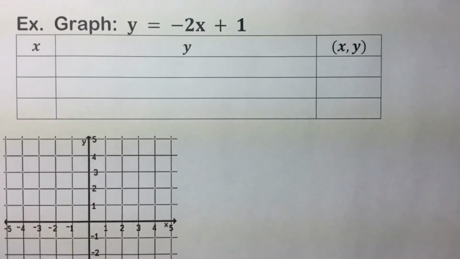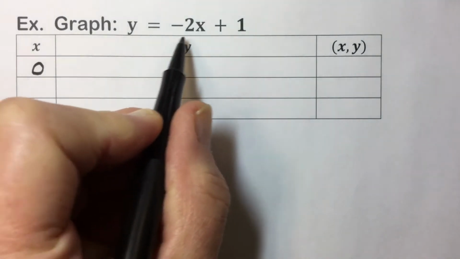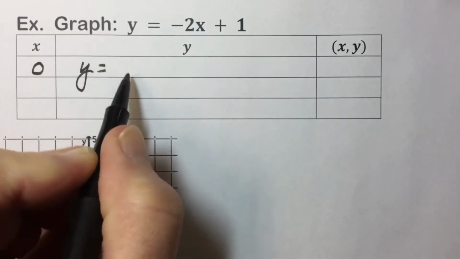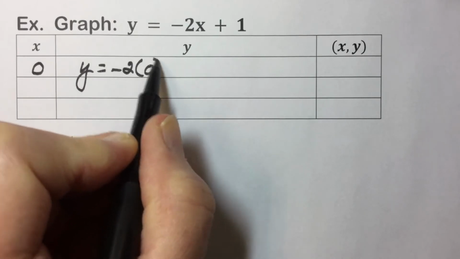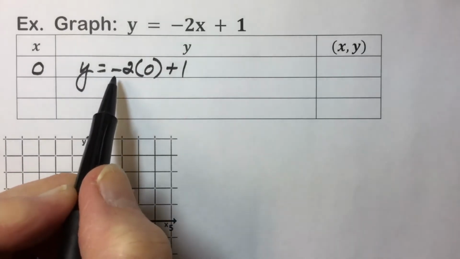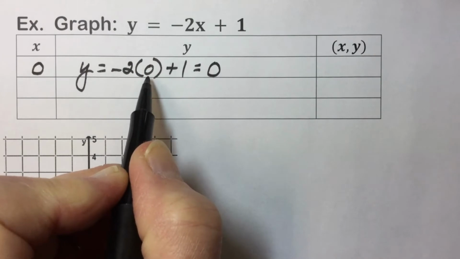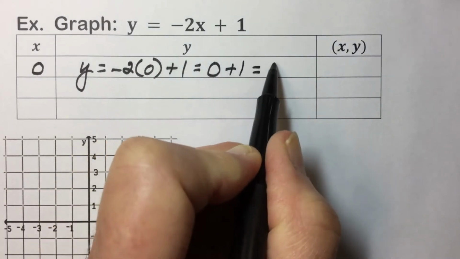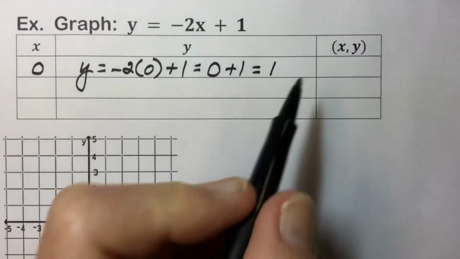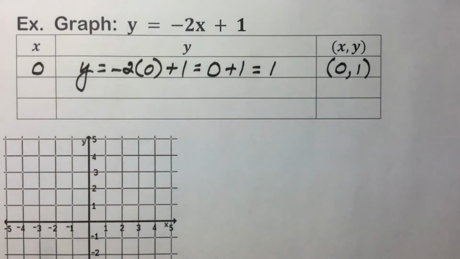Here we have the equation y equals negative 2x plus 1. Pick a value for x. 0 is always an easy value to work with. Replace x with the value we've chosen and simplify to get the corresponding y value. We'll multiply first, which gives us 0, negative 2 times 0, add the 1, which results in 1. To summarize what we have, x was 0, resulting in a corresponding y value of 1.